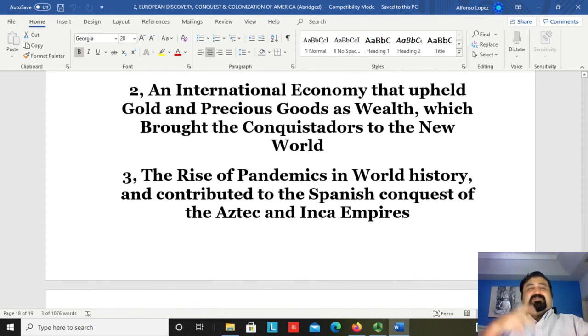We talked again about how this gave rise to mercantilism by the 1400s, an international economy that upheld gold and precious goods as wealth, which in turn brought the conquistadors to the New World. As this new world was discovered, and now there's an international economy that says that gold is valuable, one way to acquire it is either by finding it, like a huge gold deposit, or by engaging in trade. That made possible that there will be many people coming in the 1500s, known as the conquistadors, looking for gold, looking for land, engaged in the process of conquest.